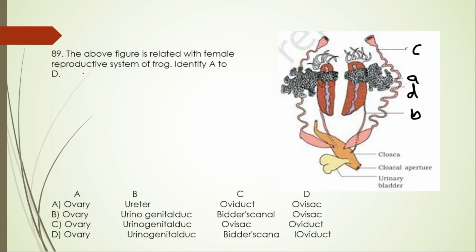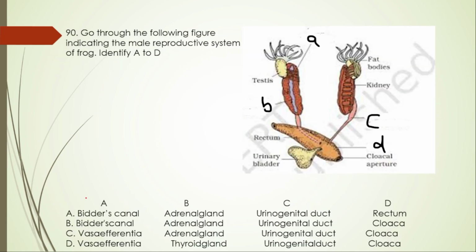Next, 89th one. This is the female reproductive system of the frog. Here A, B, C, D are given. Here A is ovary, and then B is ureter. C is oviduct, and D is ovisac. So here the right option is option A.